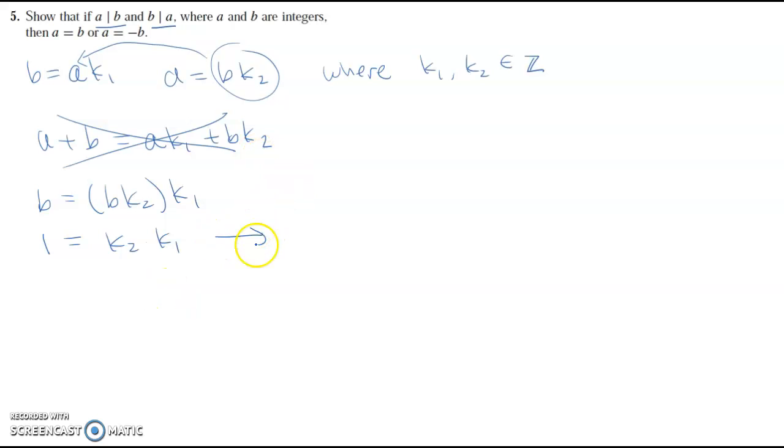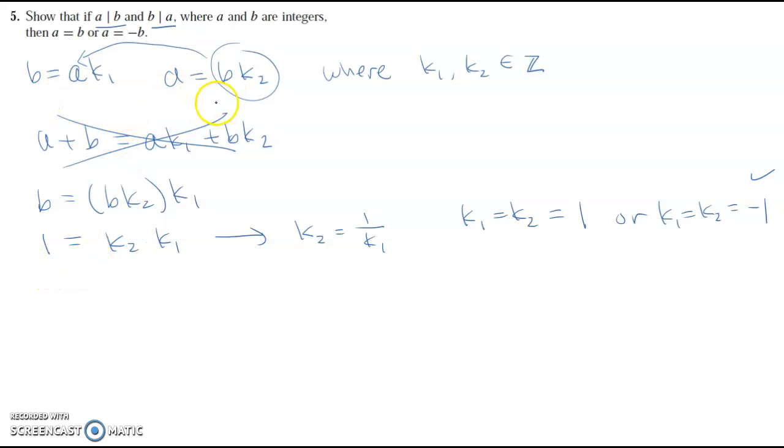So here we have two cases. K2 is going to be 1 over K1, so either K1 and K2 are both 1, or both of those numbers have to be negative 1. There we go. This works, and we have proved that A equals B, or A equals negative B. So this is one proof.